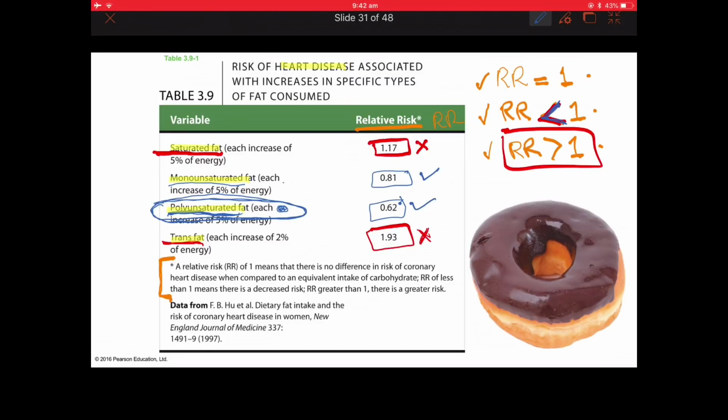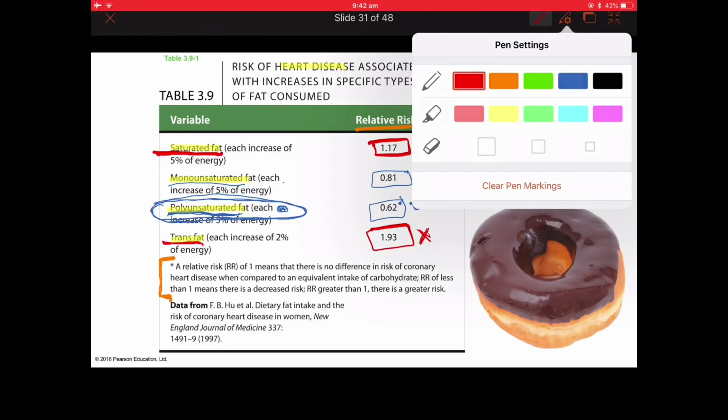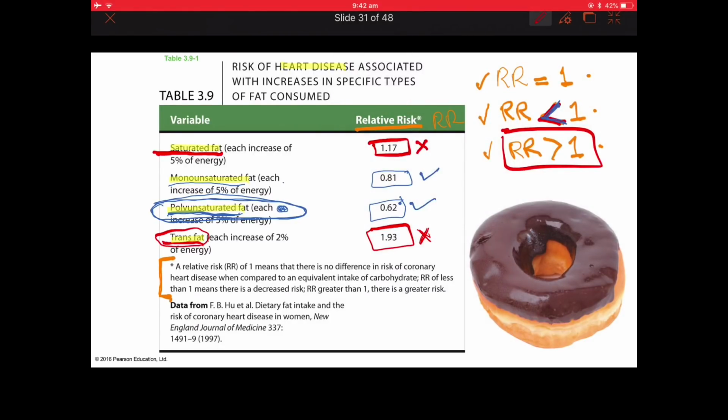طيب مين أخطر واحد؟ This one, the trans fat. يعني saturated fat is dangerous too, but trans fat is more dangerous لأنه رقمه the number is higher. If you compare this number to this number, 1.93 is higher. طب السؤال إيش هو الترانس فات؟ What is a trans fat? What is a monounsaturated fat? What is a polyunsaturated fat?